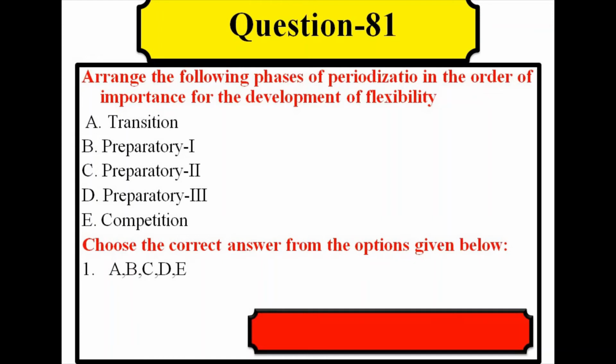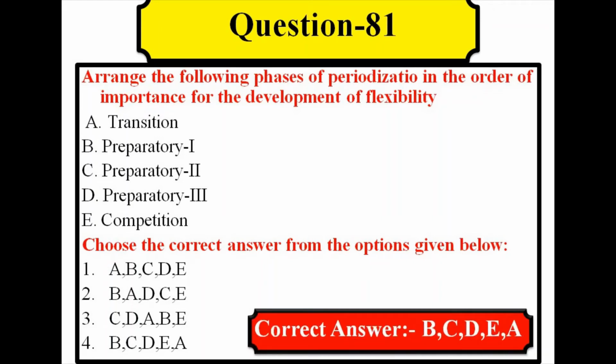A, B, C, D, E. B, A, D, C, E. C, D, A, B, E. B, C, D, E, A. Correct answer: B, C, D, E, A.